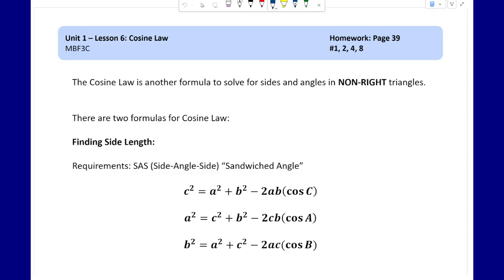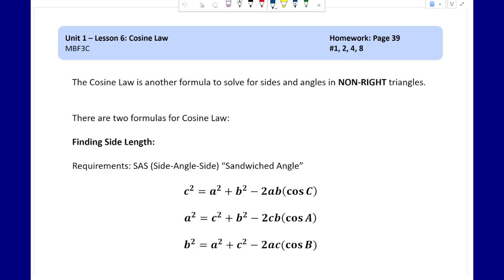In today's lesson, we are going to be looking at the cosine law. So the cosine law is similar to the sine law in that it's a formula to solve for sides and angles in non-right triangles. When we're dealing with non-right triangles, there are going to be two scenarios or two kinds of formulas that we could use, and we use either one depending on the information that's given to us.